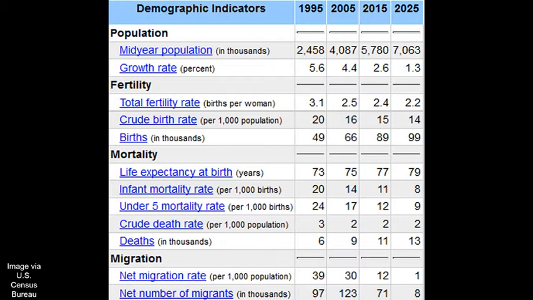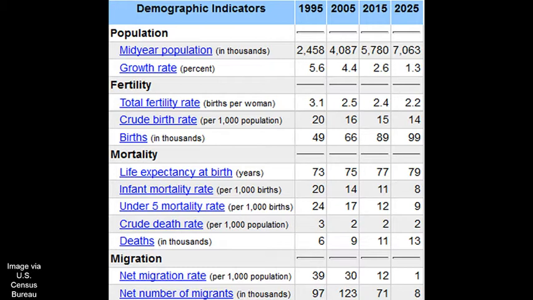Further, we look at the growth rate. The growth rate, although it's coming down, slowing down, is still very, very high. 5.6 in 1995 is a very high rate, and 2.6 still to this day is quite high. But if we look at the total fertility rate, it's coming down, and it's just above 2.1. So that might explain why this population is growing.